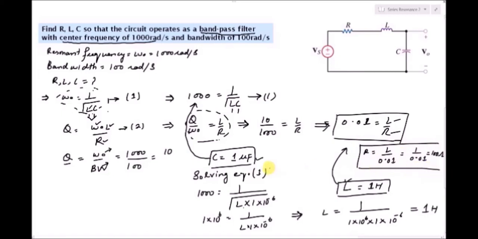So by assuming the value for the capacitance, I have calculated the value of resistance as well as inductance such that the filter is acting as a band pass filter. We were already given the center frequency, which is omega naught, and the bandwidth values. So from there I have calculated the capacitance, inductance and resistance value. So this was the second example.